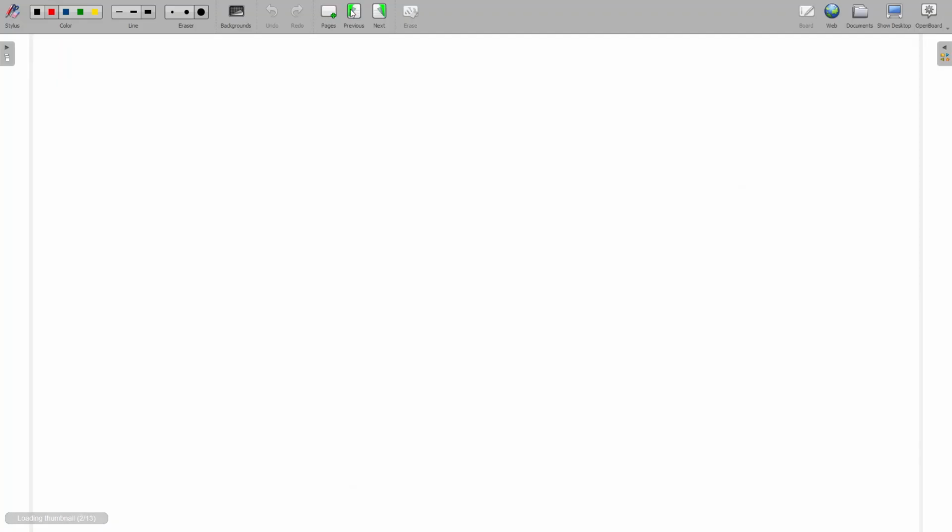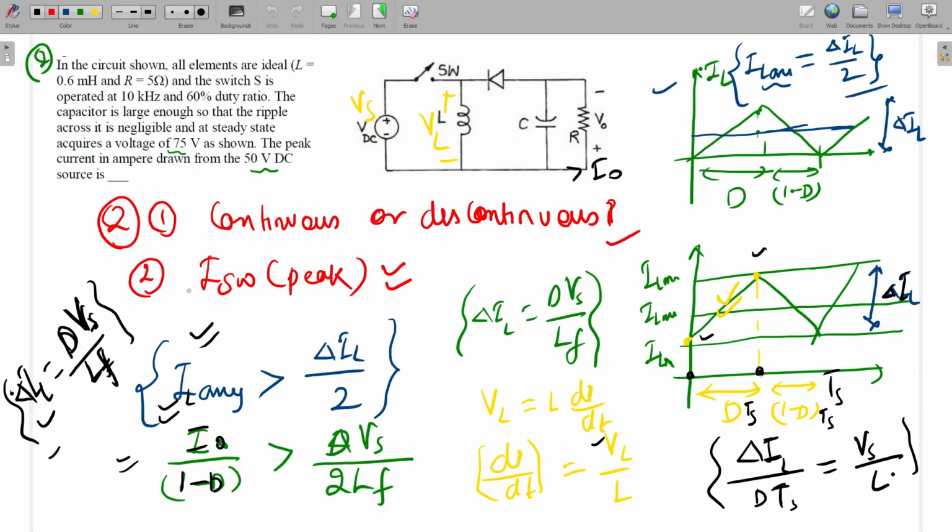What is the second part? We have to calculate the switch peak current. What is the peak current through this switch? So how can we calculate it? This switch current waveform will be like this. First, current will flow through this inductor; when the switch is off, this part will flow through this diode. So this peak we have to calculate. How can we calculate it?